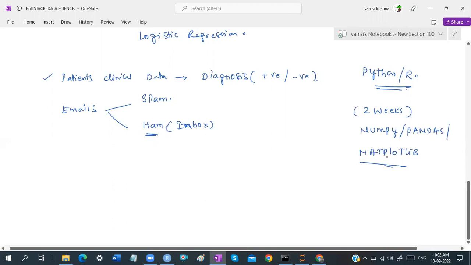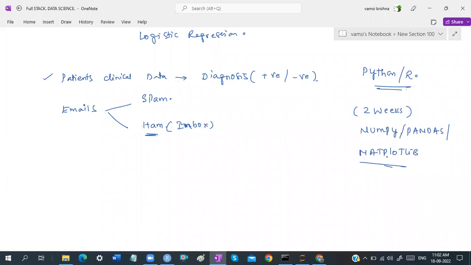That will take another 1 month of time. So almost all it is going to be 1.5 months. We are going to be learning all the prerequisites of machine learning. And then after 1.5 months, it starts with machine learning, guys.